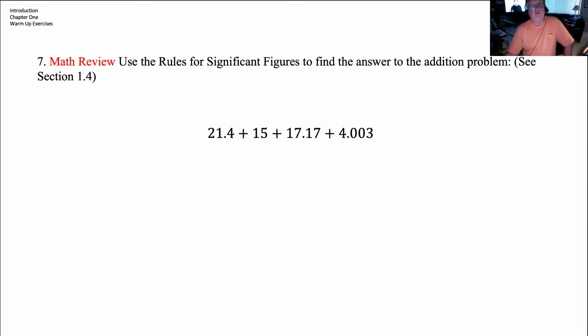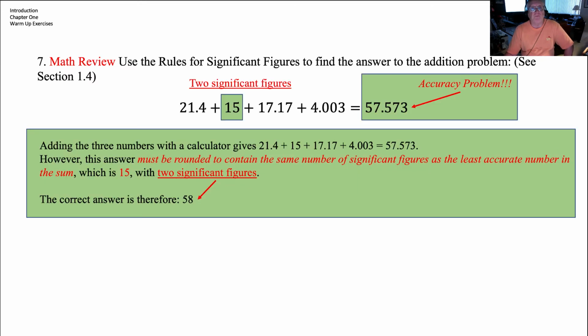So we're asked to use the rules for significant figures to find the answer to the addition problem. In looking at this, adding the three numbers with the calculator gives us 21.4 plus 15 plus 17.17 plus 4.003 for an answer of 57.573. Which, when you look at your calculator, you'll think, okay, that's it. The calculator says that's the answer. No, it is not the answer.